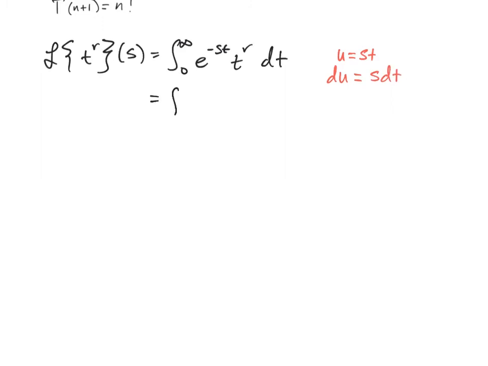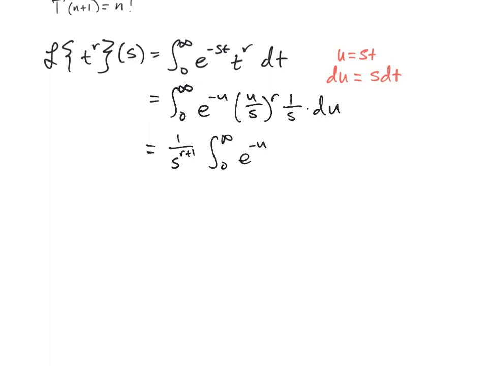Okay, so let's plug this in. We get the integral. The limits are going to stay the same because when t equals 0, u also equals 0, and same with infinity. So we have the same limits. E to the negative u. t equals u over s, so we have u over s to the r. And then dt is du over s, so we have 1 over s times du. Now we can pull out all of those 1 over s's. So we have 1 over s to the r plus 1, integral from 0 to infinity, e to the negative u, u to the r du.